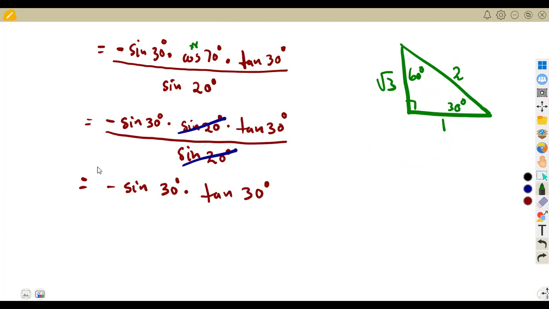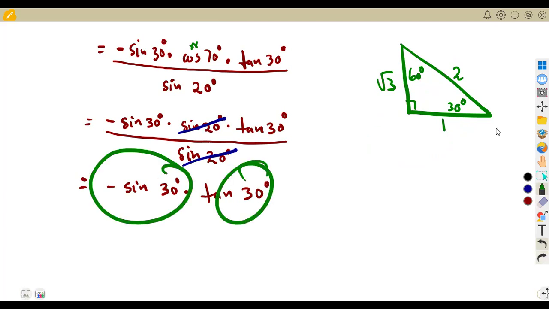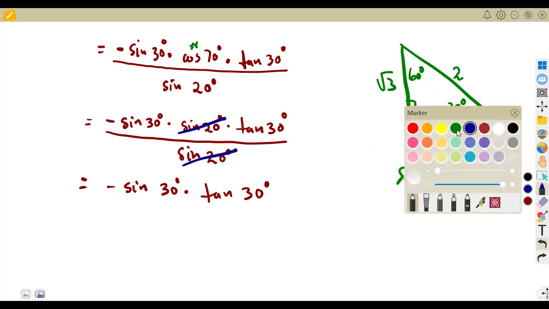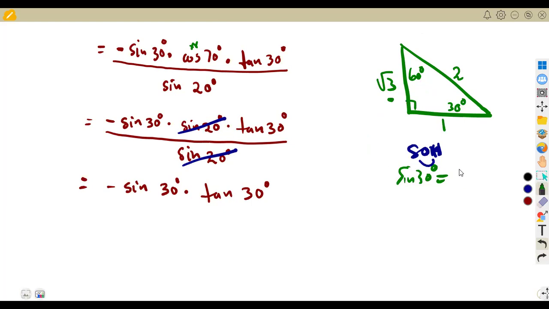Because the answer that I'm getting here, using these special angles, and the one using a calculator is the same. The sine of 30 degrees is the opposite over the hypotenuse. Remember, sine from the SOHCAHTOA concept: opposite over what? Hypotenuse. Opposite, in this case, according to 30 degrees, is what? The opposite is the square root of 3. Over the hypotenuse is what? Is 2.